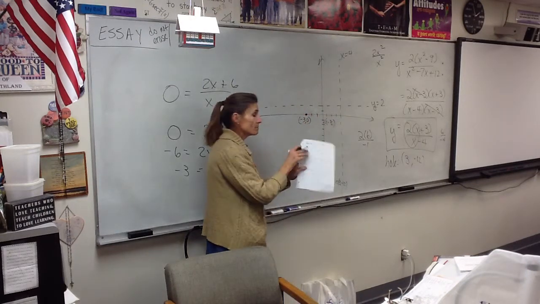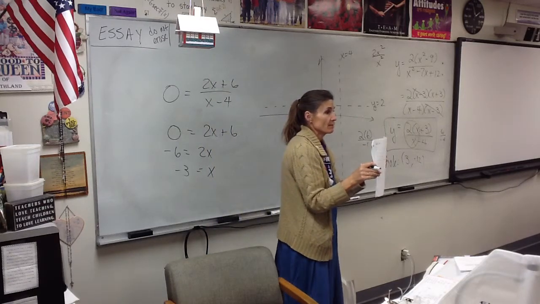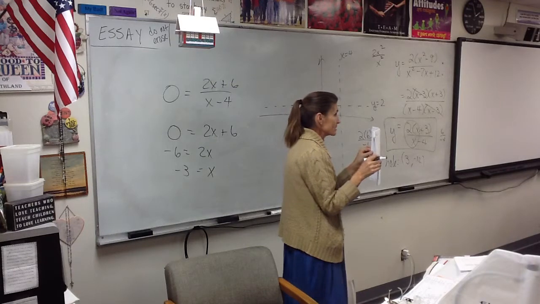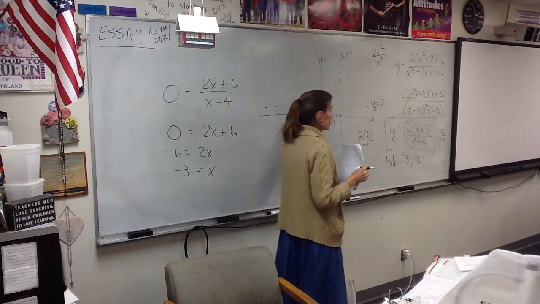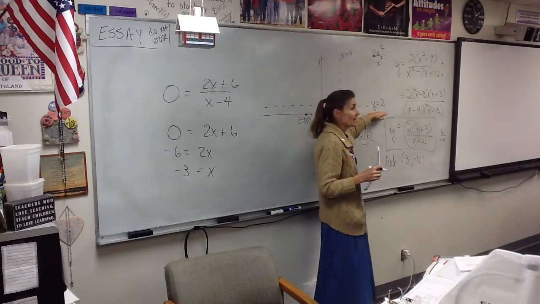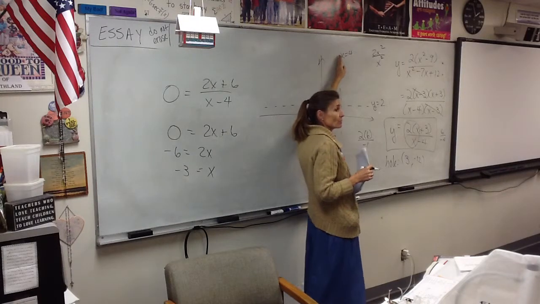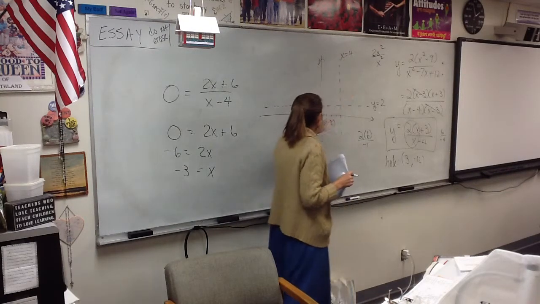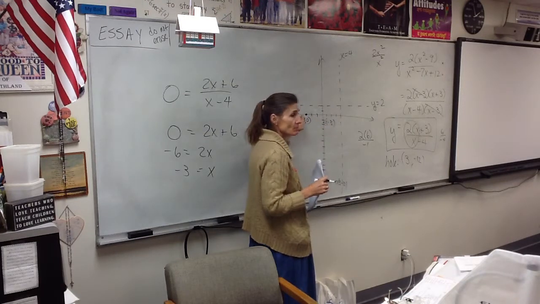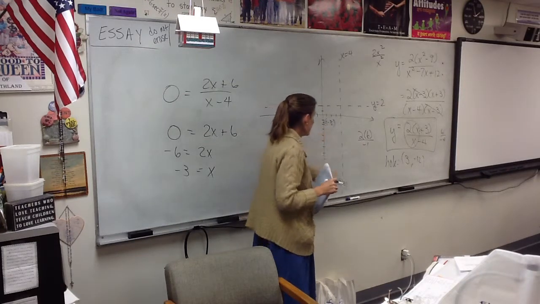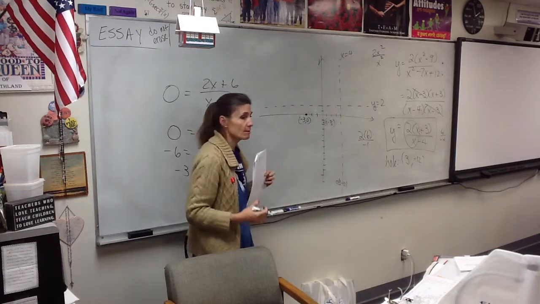Now, in terms of filling in the blanks, and remember, this is exactly what the test looks like. This is identical to the test. So you need to fill in those blanks. Horizontal asymptote, y equals 2. Vertical asymptote, x equals 4. Y-intercept, 0, negative 3 halves. X-intercept, negative 3, 0. Hole, 3, negative 12. You need to fill in the blanks.